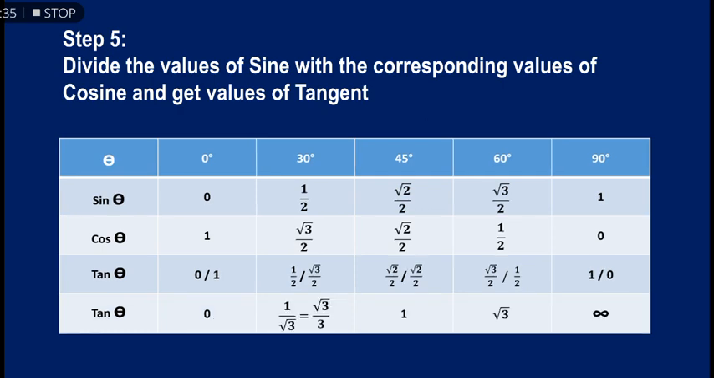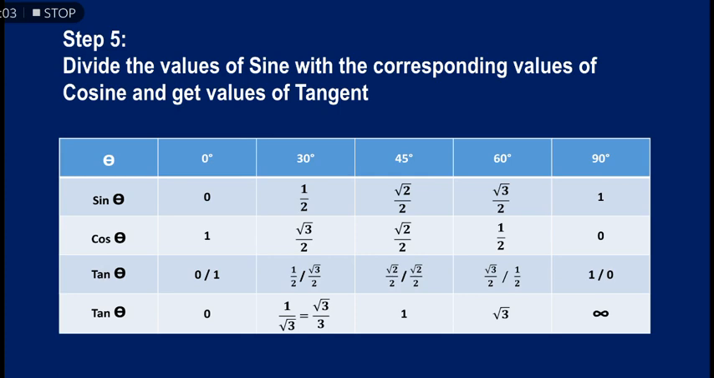Add one more row and write simplified values of tan of these angles in this row. That is, 0 divided by 1 is 0. 1 by 2 divided by half of square root of 3 is equal to 1 divided by square root of 3, which is equal to square root of 3 divided by 3. Half of square root of 2 divided by half of square root of 2 is 1. Half of square root of 3 divided by 1 by 2 is square root of 3, and 1 divided by 0 is infinity.